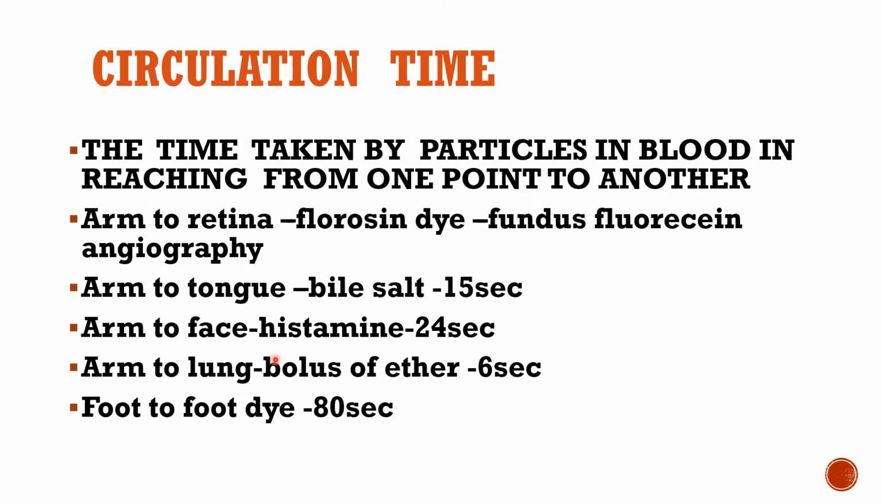Arm to face is estimated by injecting histamine and noting the time taken for causing flushing of face, and this is on average 24 seconds. Arm to lung is estimated by injecting a bolus of ether into the vein of the arm and noting the appearance of coughing produced by its arrival in the lungs, and the average duration is 6 seconds. Foot to foot circulation time is measured by injecting dye into the vein of one foot, and it reaches the other foot after circulation through the heart within 80 seconds only. It indicates the total circulation time, from one foot to the other foot.